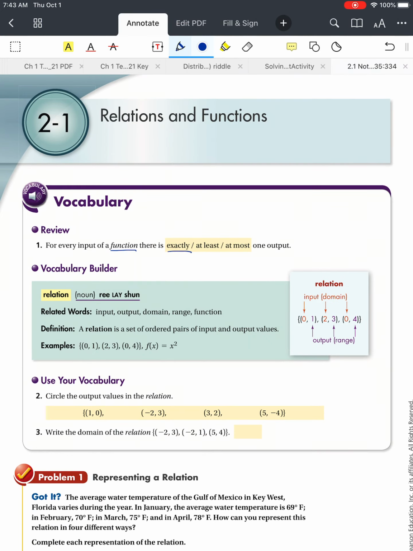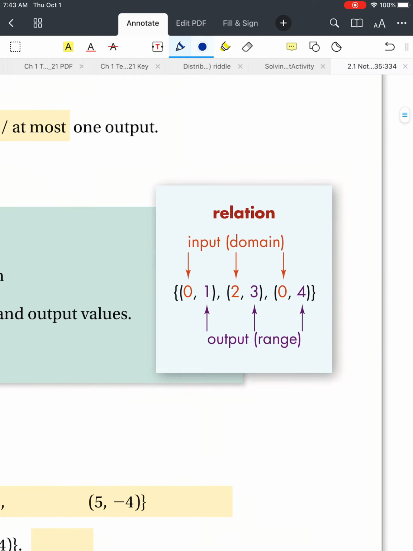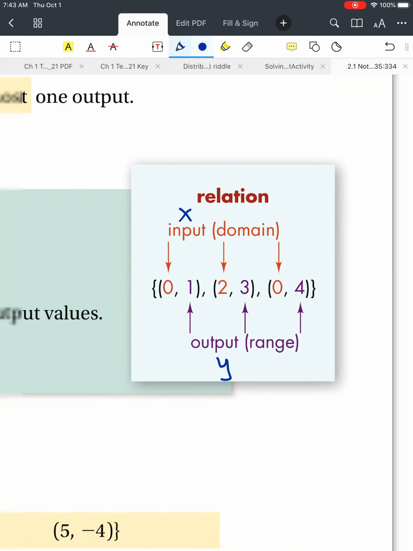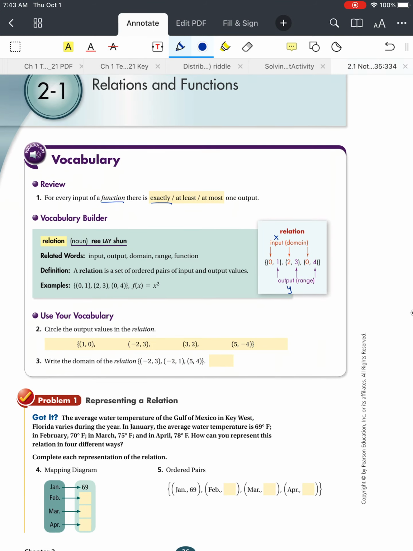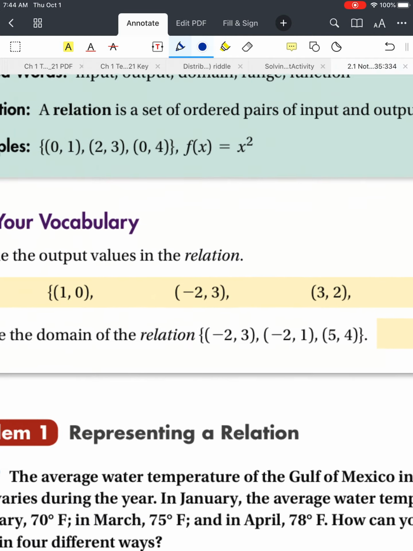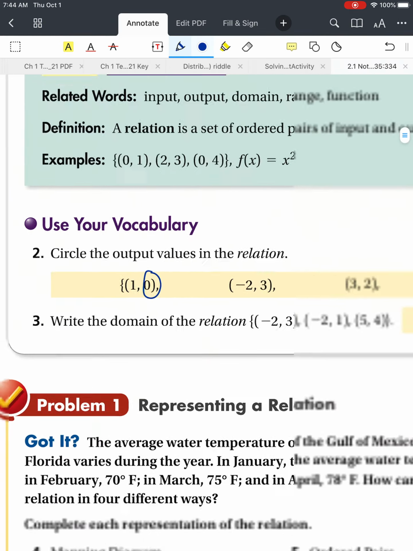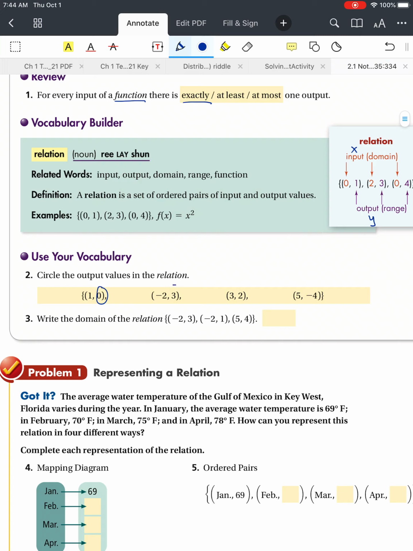So looking at the set of ordered pairs here, we can imagine the input is all of these first ones, all these x values. You can see these are the x's, the input, the domain, and the output are all the y values, or also called the range if you are talking about all of them together. Okay. Circle the output values in the relation. So all the output values are the y ones that come second. So circle this one here. I'm not going to zoom in that much. Circle the 3, this 2, and the -4.